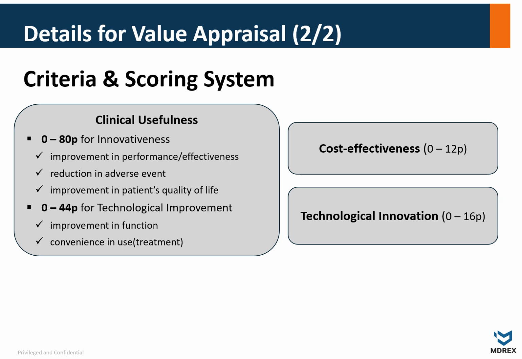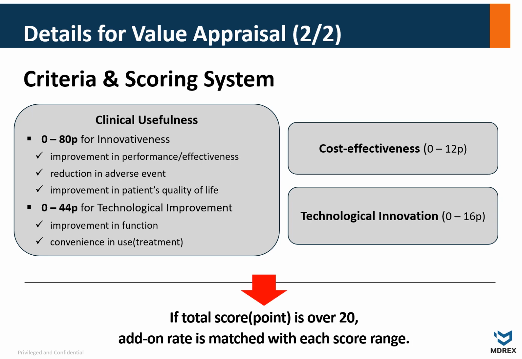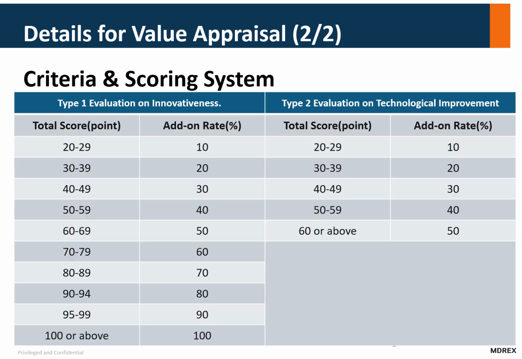The total point is matched with add-on rates, and the minimum points to obtain the add-on price is 20 points. This is a table for both evaluation on add-on rates. As mentioned in the previous slide, through innovativeness evaluation, from 10 to 100% of add-on is possible, while up to 50% of increase for technological improvement is eligible.